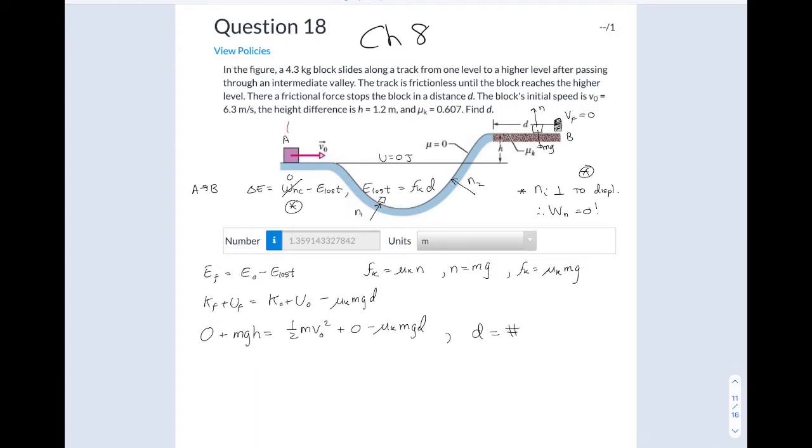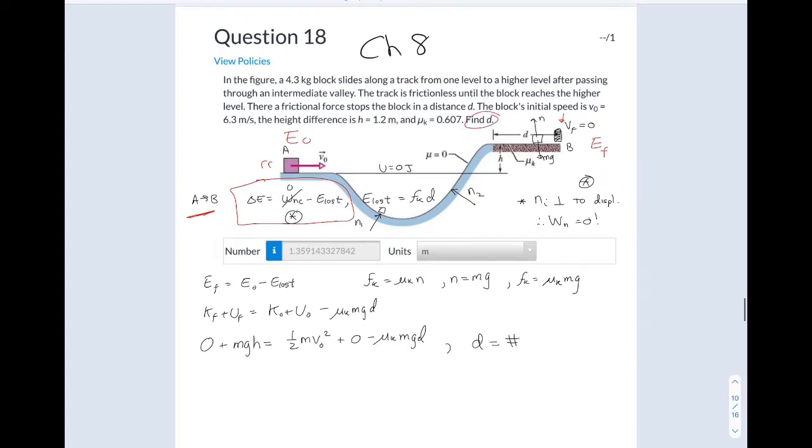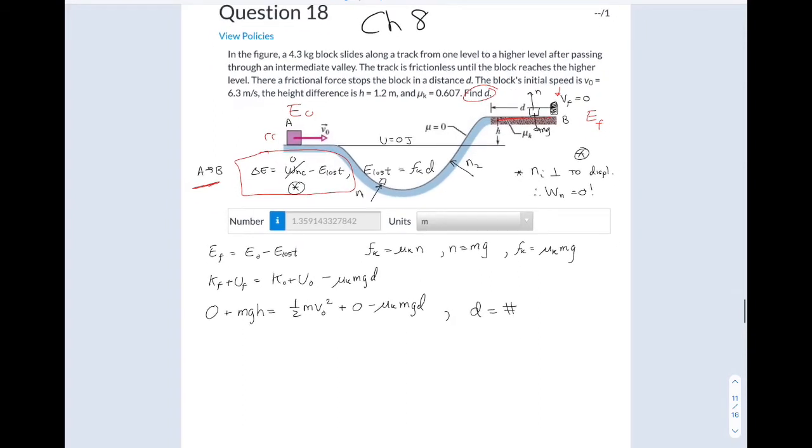So here's my initial energy state, point A. Here's my final energy state at B. I'm going to go from A to B, and here's our go-to expression. I know how fast it's moving here, and if the block stops there, they want to know how far does it slide. They want to know this distance D.